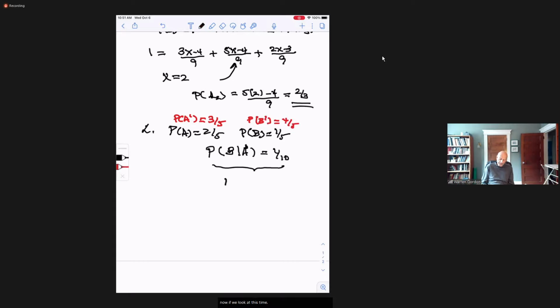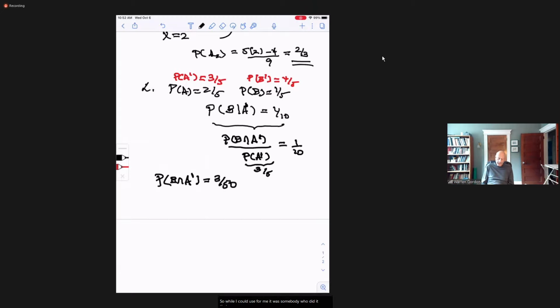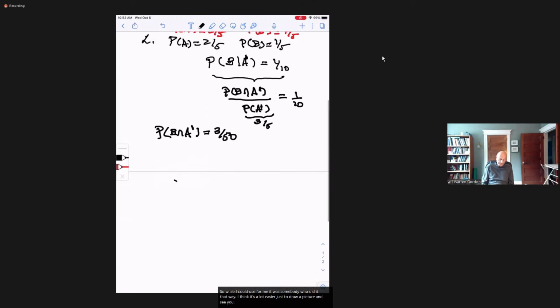Now, if we look at this term here, this says P of B intersection A complement over P of A complement. This is 1/10. But P of A complement, we found above, is 3/5. So this tells me immediately, in case I need it, P of B intersection A complement is 3/50, if I cross multiply, right? So while I could use formulas, and some of you did it that way, I think it's a lot easier just to draw a picture and see what's happening.